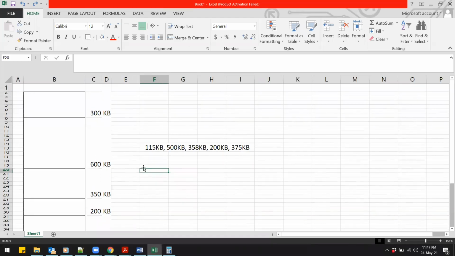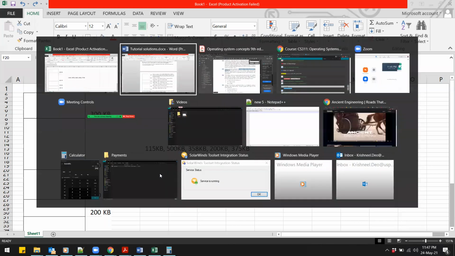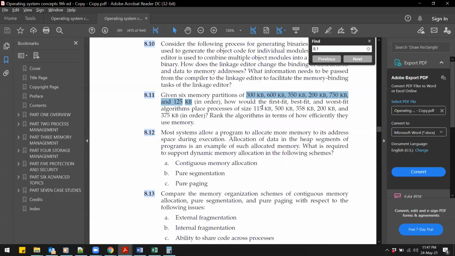And we have these many processes to fit in these memory spaces. The first process requires 115 KB, the second one requires 500 KB, and so on. If we try to place these processes in these memory spaces, there could be many ways in which we can place them. The three algorithms given here are first fit, best fit, and worst fit.